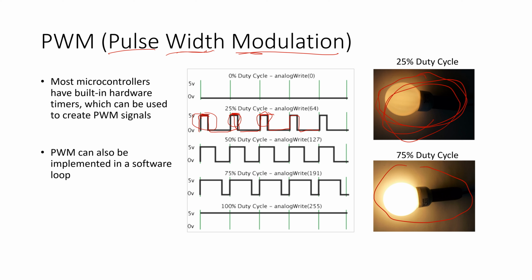Now, most microcontrollers have built-in hardware timers, which can be used to create these PWM signals. Typically, they have 1 or 2 timers, and those timers are hardwired to pins to produce these signals. Usually, you can also implement this in software. However, this can have drawbacks, such as latency and too many resources. We'll get to those in a second.